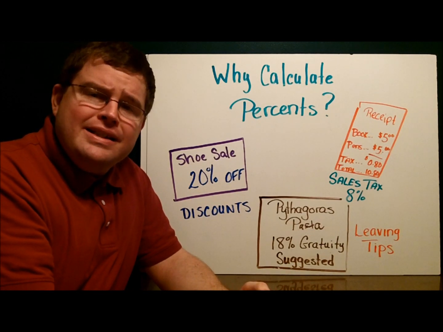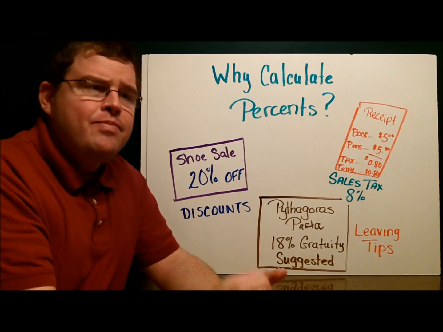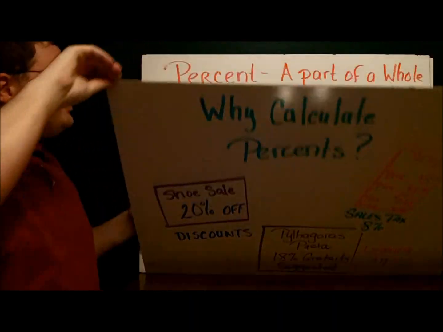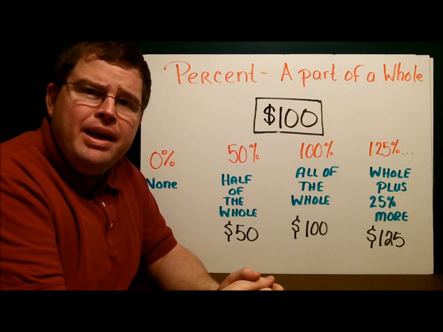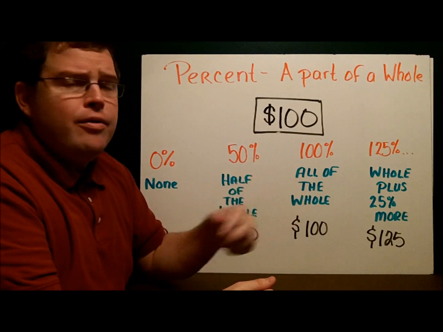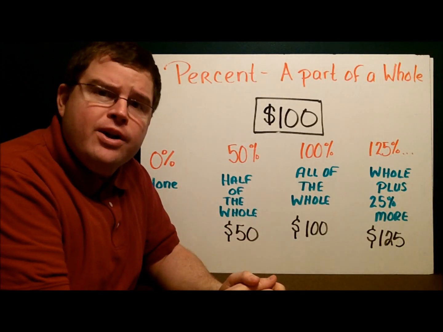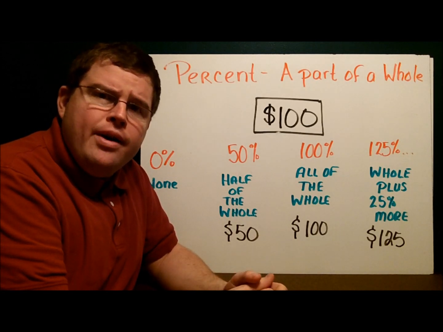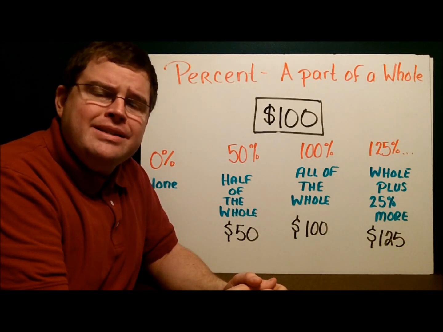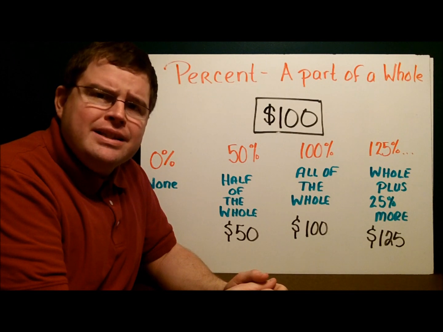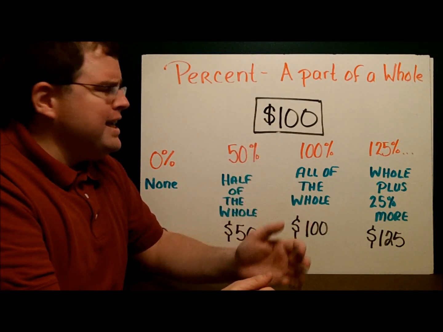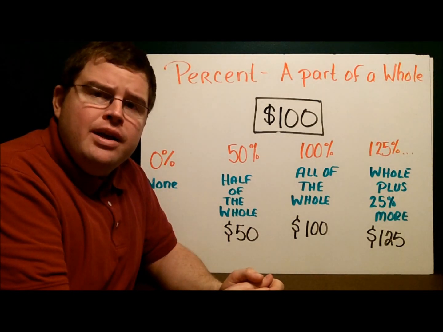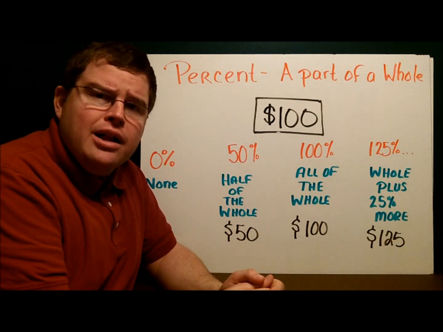So what exactly is a percent and how do we calculate it? Simply put, a percent is a piece of a whole. What does that mean? Well, suppose we have an amount. To make it easy, we'll say we have $100. We break that $100 into 100 little pieces. Each of those pieces is 1%. So since each piece in this case would be $1, each percent is $1.